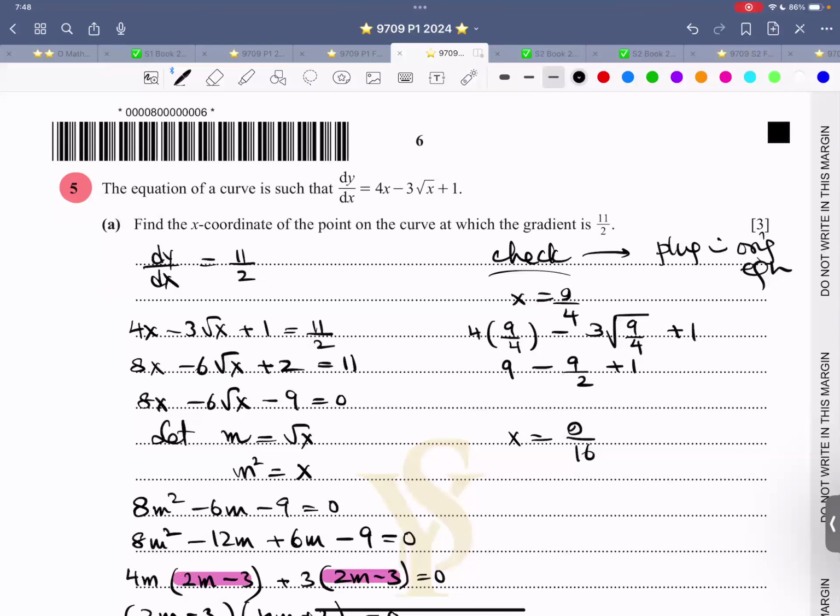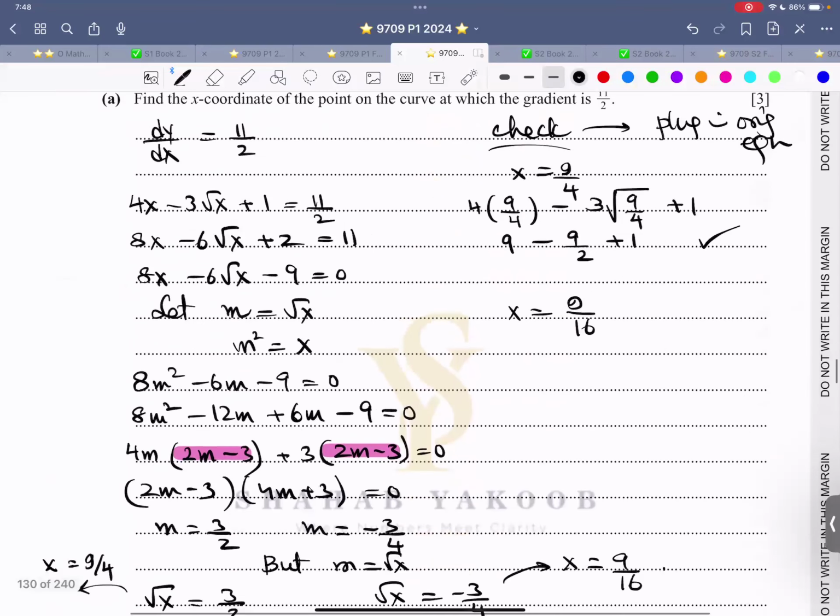10 minus 4.5, that is 11.5. This is good. Over here, 4, and this is 9 over 16 minus 3 root 9 over 16 plus 1. 4 ones, and this is 9 over 4. This is 3 over 4. So that is 9 over 4 plus 1.